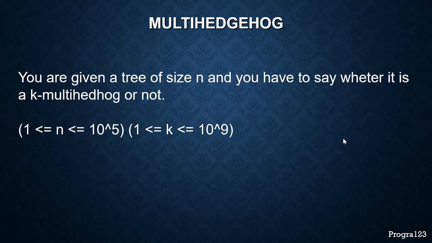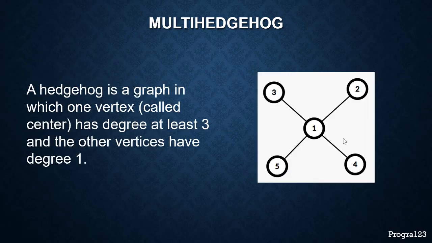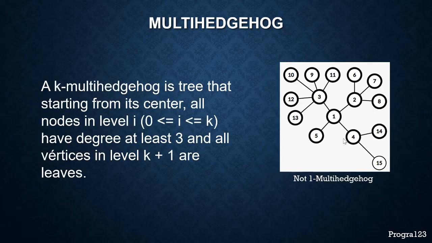But what is a k multi-hedgehog? Well, let's first define what a hedgehog is. A hedgehog is a graph in which one vertex, called the center, has degree at least 3 and the other vertices have degree 1. Like this one, the center is 1 and the other vertices have just degree 1. Only vertex 1 has degree more than 3. I think what a hedgehog is is clear. But what is a multi-hedgehog?